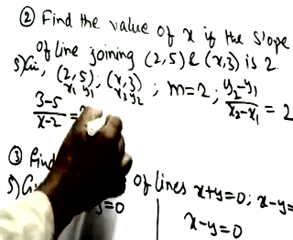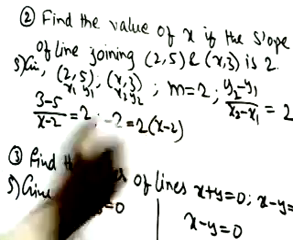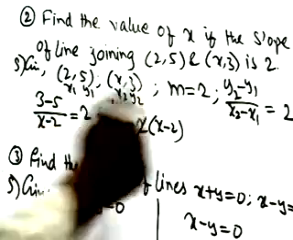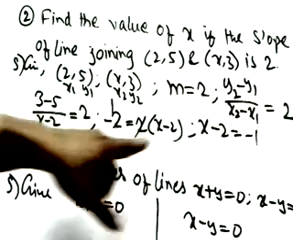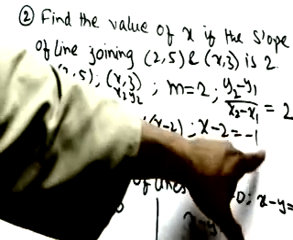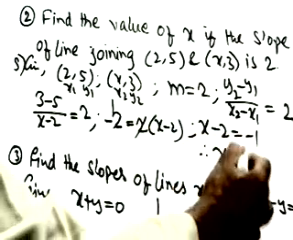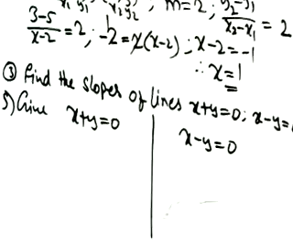So let me cross multiply this. 3 minus 5 will be minus 2, equals 2 into (x minus 2). So 2 ones are 2 ones, so it gets cancelled. What is left here? Minus 1. So x minus 2 equals minus 1. Now bring this minus 2 here, it will be plus 2. 2 minus 1 will be 1. So therefore x equals 1.